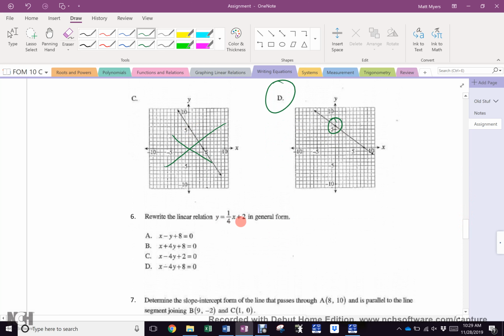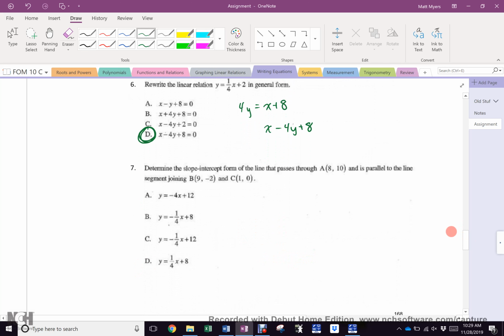Put this in general form. Get rid of the fraction. How do you get rid of the fraction? Multiply by what you want to get rid of, which is 4. 4y equals x plus 8. Then move everything to one side. x minus 4y plus 8. Hey, D, there it is.